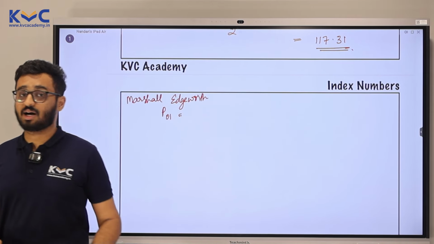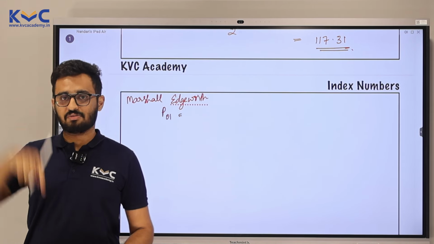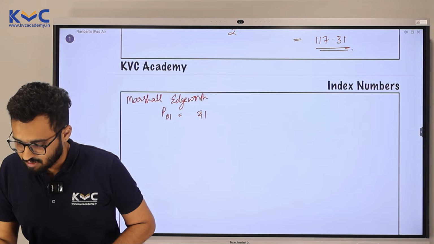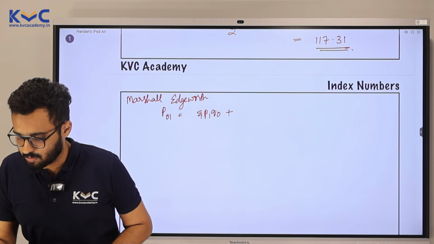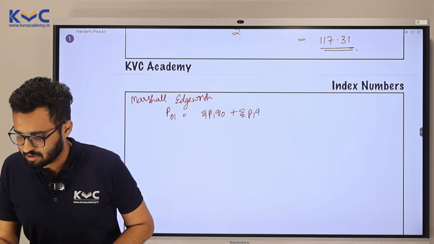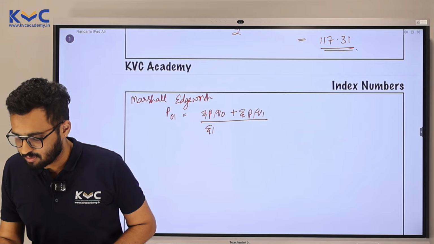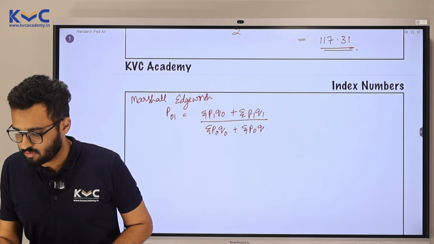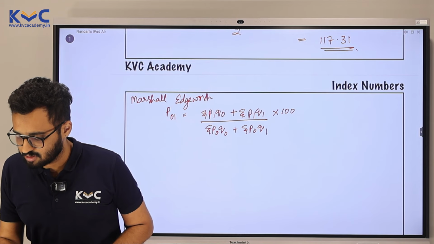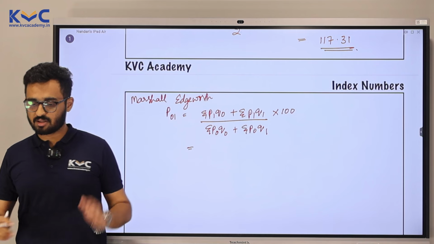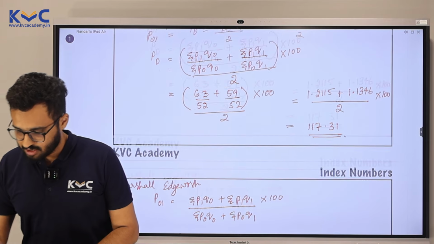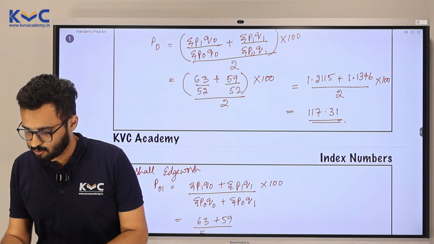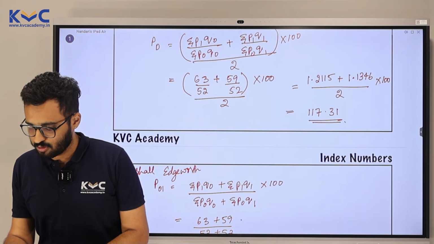Correct? So now what is Marshall Edgeworth? Add the numerators, divided by add the denominators, of Laspeyre and Paasche into 100, which means summation P1 Q0 plus summation P1 Q1 divided by summation P0 Q0 plus summation P0 Q1 into 100. So this is how we do Marshall Edgeworth. So this will be 63 plus 59 divided by 52 plus 52 into 100.